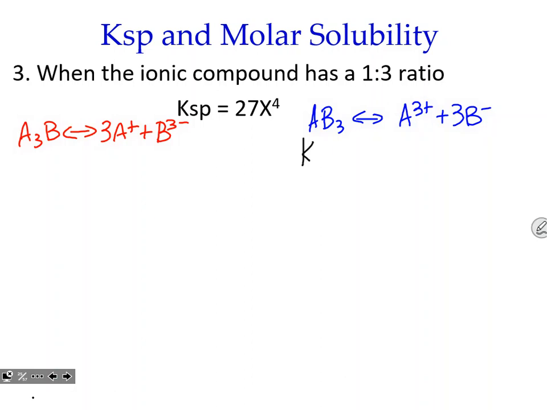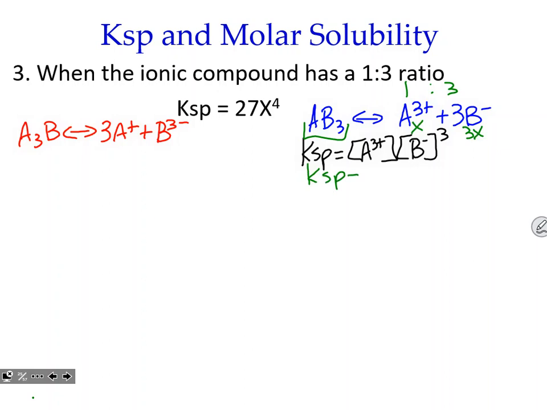Let's write out the expression for this one. Concentration of A times the concentration of the B, but this time it's going to be cubed. And for every formula unit here that breaks apart, you're going to get 1 of these, 3 of these, so this is going to be X, and this would be 3X. So then we plug that in here, so we would do Ksp equals X times 3X cubed.